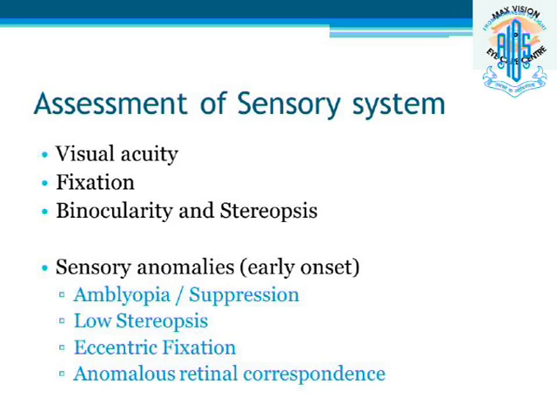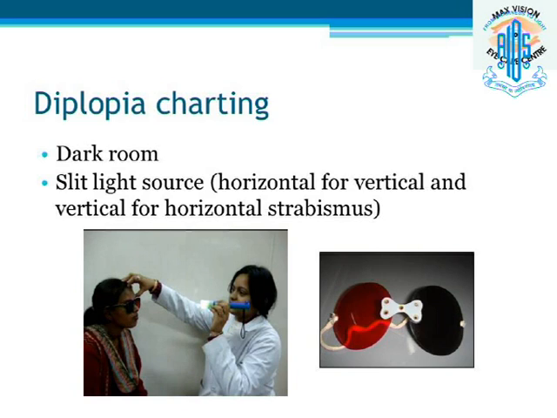Assessment of the sensory system involves visual acuity, fixation, binocularity, and stereopsis, and sensory anomalies like amblyopia can come only when the squint is present in early age of the patient's life. Diplopia charting is an important thing which requires a dark room, red-green goggles, and a slit light source. You have to keep it horizontal for vertical squints and vertical for horizontal squints.